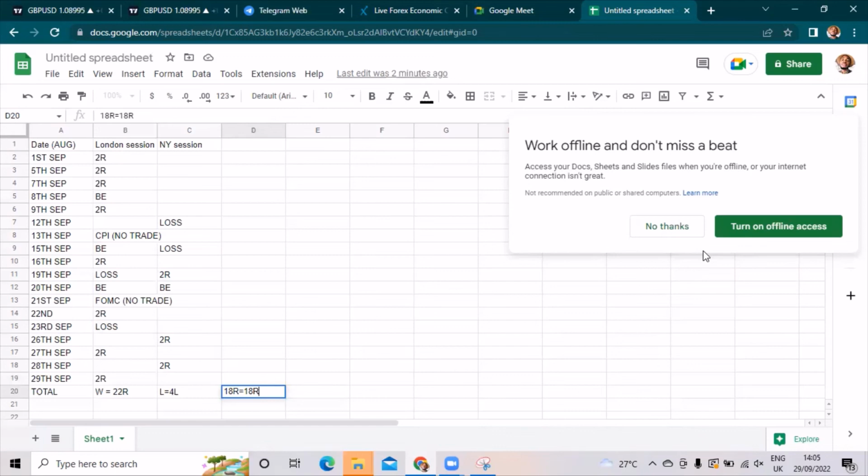So my strategy is easy, based on the 15 minute time frame. We go lower for entries, super easy and super profitable, right?